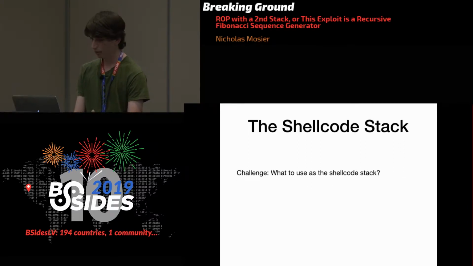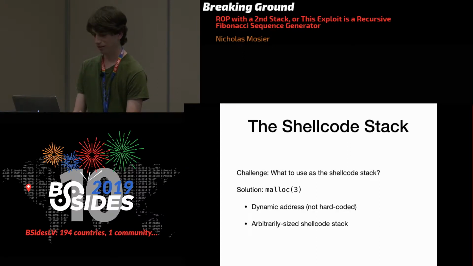Now we know where we're going to keep the shellcode stack pointer, but what would we actually use as a shellcode stack? Well, this is an easier problem. You can just make a call to malloc. There are two advantages to that. We get a dynamic address, it's not hard-coded at all, and it's arbitrarily sized.